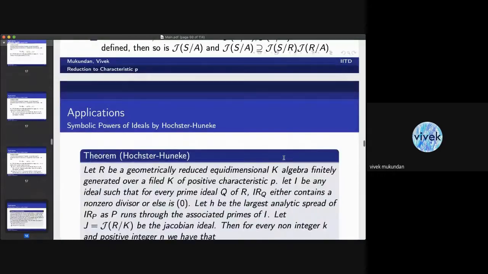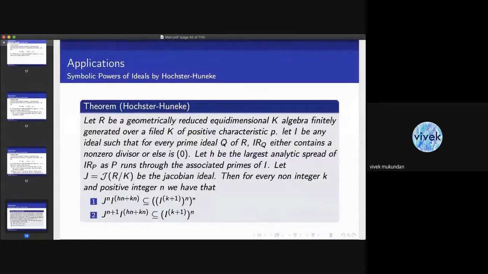Okay, so next is the theorem. This is the theorem in characteristic P. If you have a geometrically reduced equidimensional K-algebra, finitely generated over a field of characteristic P, and I is an ideal such that for every prime ideal Q, IRQ either contains a non-zero divisor or h is the largest analytic spread of IRP, where P runs through all the associated primes of I. And if J is your Jacobian ideal, then for every k, the product of J^n times the (hn plus kn)th symbolic power of I is contained inside the tight closure of the nth power of the (k plus first) symbolic power of I. Furthermore, if you raise J to the power n, then you can forget about the tight closure.